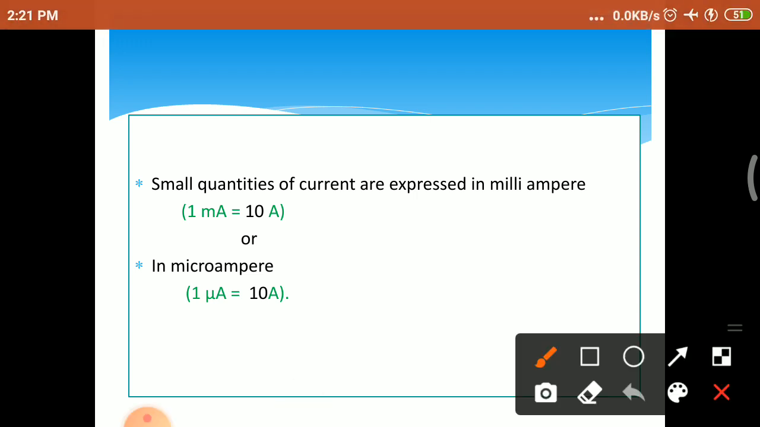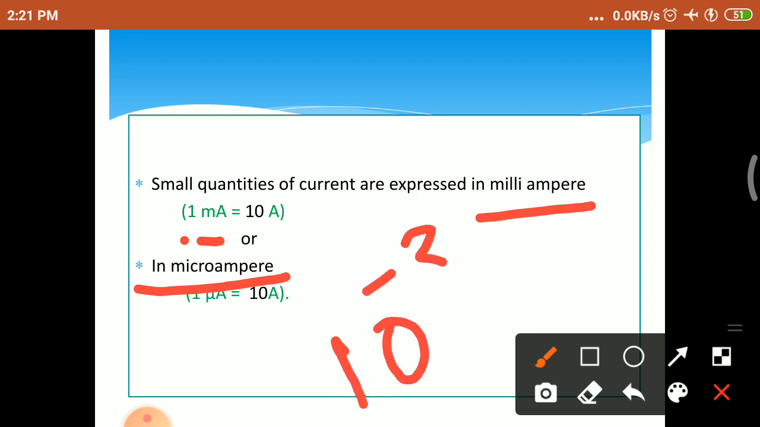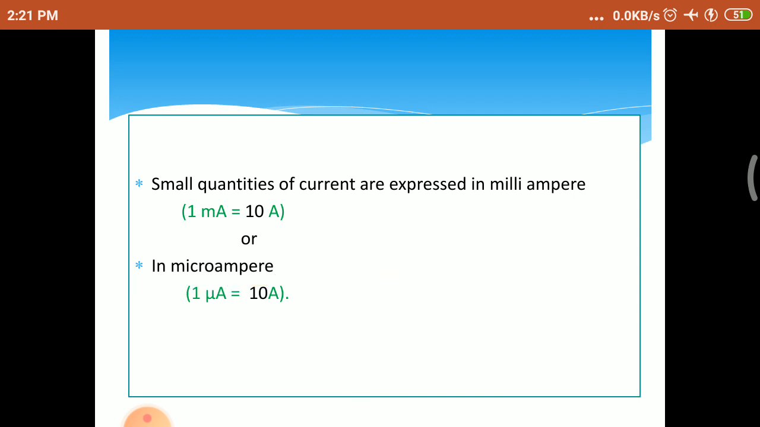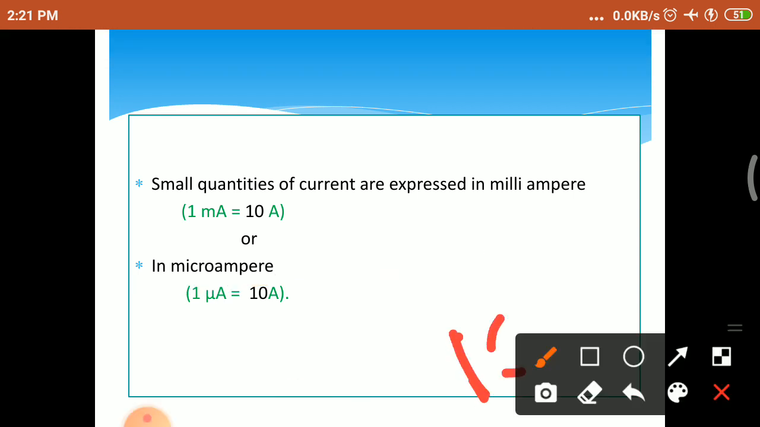Current is measured in two units, the milliampere and the microampere. Milli means small letter m, and ampere means A. 1 milliampere is equal to 10 power minus 3 ampere. And 1 microampere is nothing but 10 power minus 6 ampere.